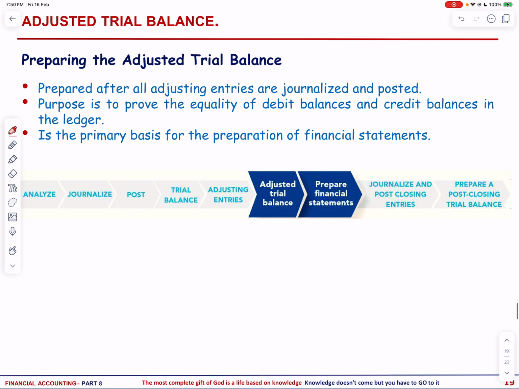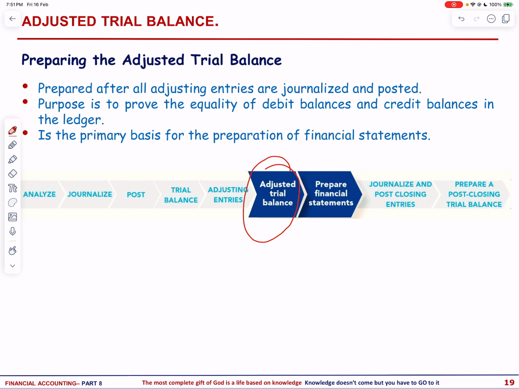Now, after adjusting entries are made, companies prepare an adjusted trial balance which lists all account balances at the end of the accounting period, including adjusted ones. The purpose of the adjusted trial balance is to verify that total debit balances equal total credit balances in the ledger after the adjustments. It is the main tool for ensuring accurate financial statements because it contains all necessary data for reporting.